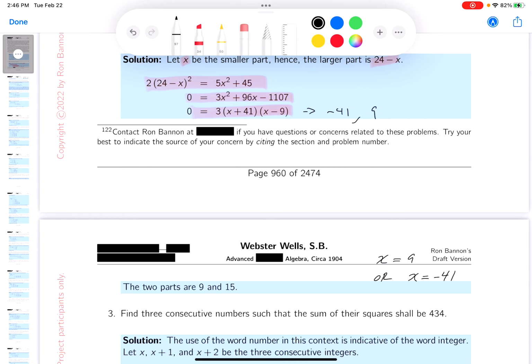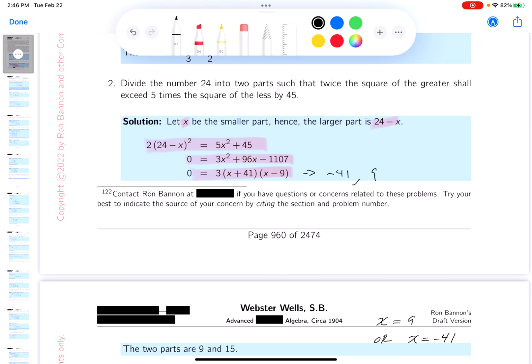All right? And then the question becomes, I have to go back and read it. I wonder what their question is. I do see their answer, by the way, but I want to see what the question is. It says divide 24 into 2 parts.